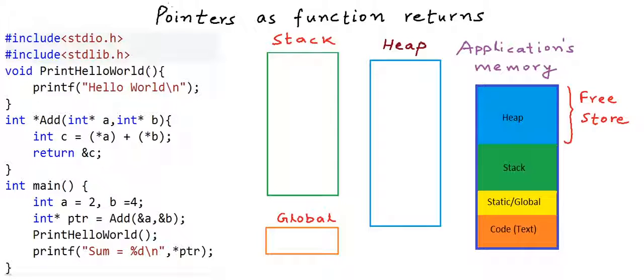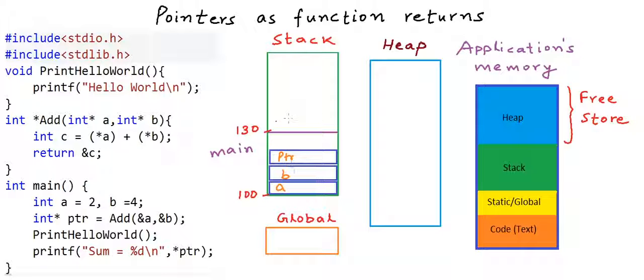When the program starts executing, first the main method is invoked. So in the stack, some memory will be allocated for the main function, and all the local variables of the main function will live inside this stack frame. Let's say the starting address of this stack frame is 100 and the end address is 130. And we will have three local variables created here: a, b, and ptr. A and b are integers and ptr is an integer pointer. Let's say a is at address 100, b is at address 112, and ptr is at address 120. I'm just making these assumptions.